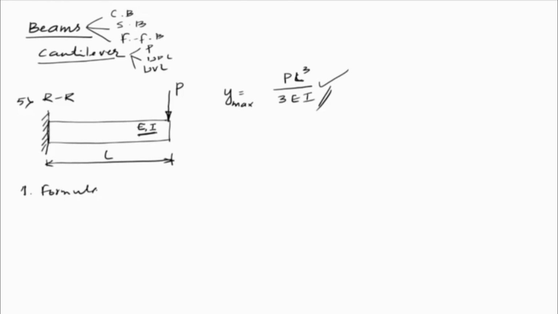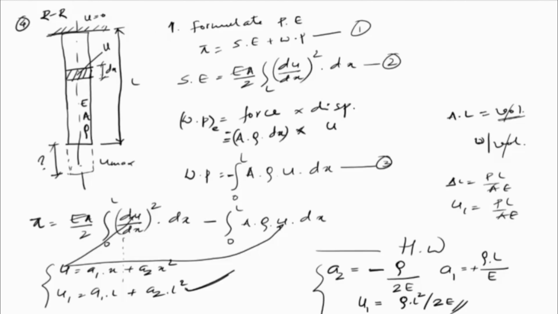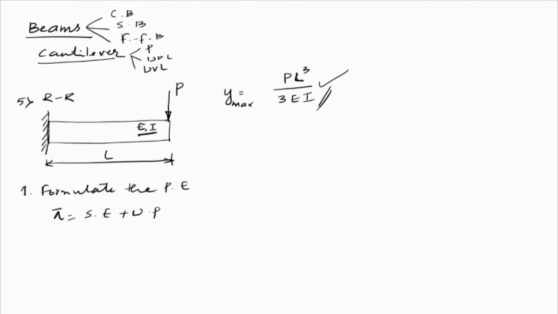Formulate, what is the first step? Formulate the P function. To formulate the P function, what is required? I need strain energy plus work potential. These two things are required. Now strain energy in the case of a beam is different. I cannot use this equation as strain energy, because this is the equation for a bar. When I come to the beam, the strain energy equation changes, so you have to obtain that.